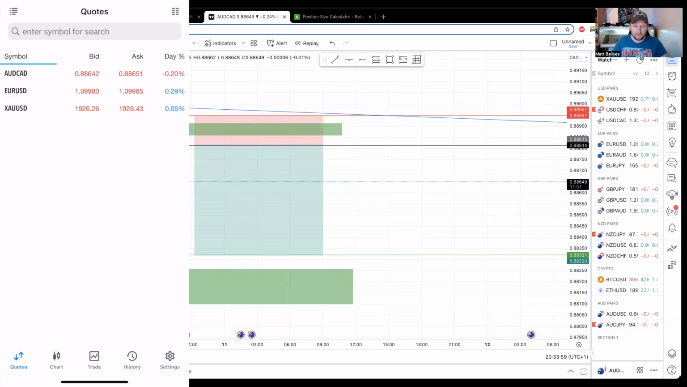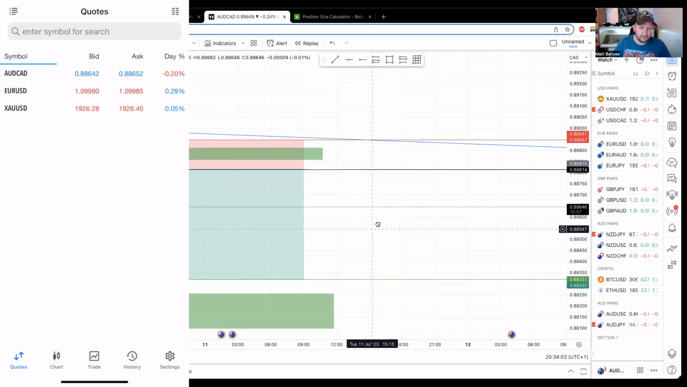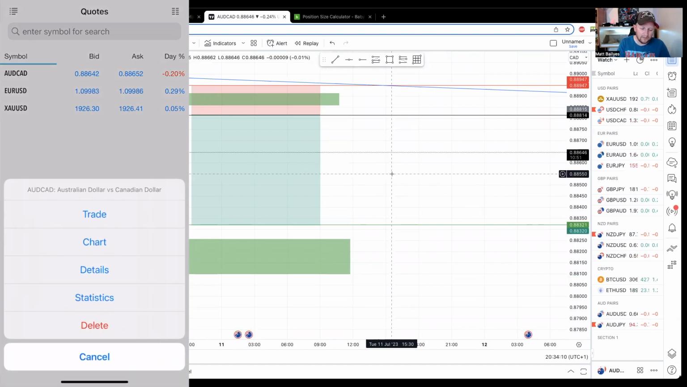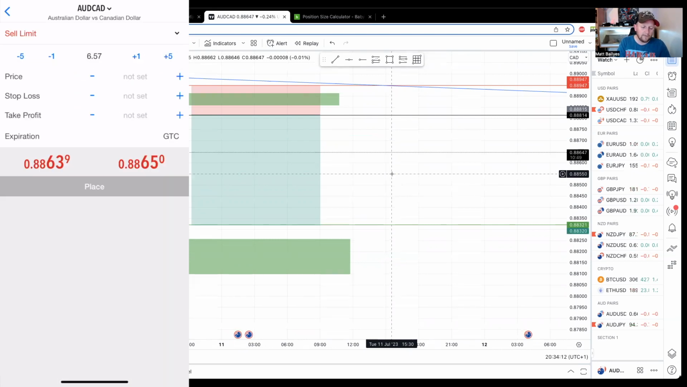So I'm going to jump onto my phone and get it up here. Okay. So first thing you're going to do, you're going to locate the pair in the MT5 or MT4 app. You're going to tap on it and you're going to tap on trade. So you'll see a screen quite similar to this one.